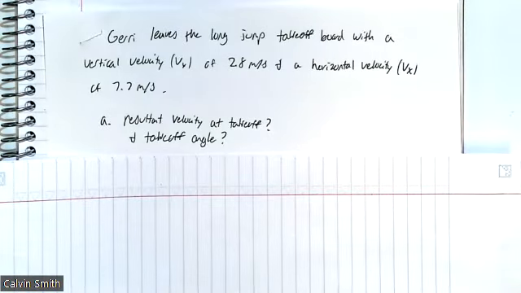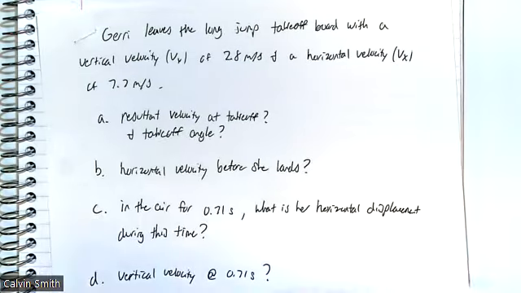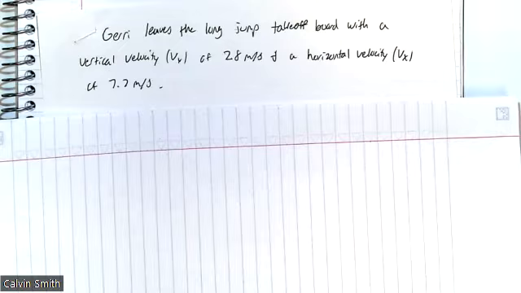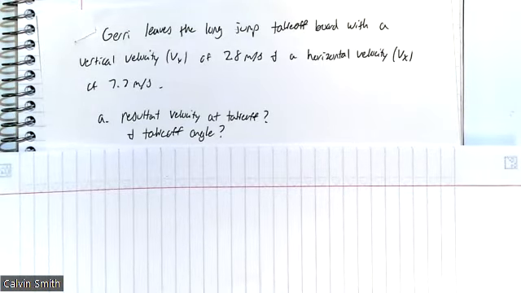All right, so this will be our second question. And it has a total of whatever A through F is, quite a few parts. So Jerry is leaving the long jump takeoff board with a vertical velocity of 2.8 meters per second and a horizontal velocity of 7.7 meters per second. So part A, we want to know her resultant velocity at takeoff and what the takeoff angle is.